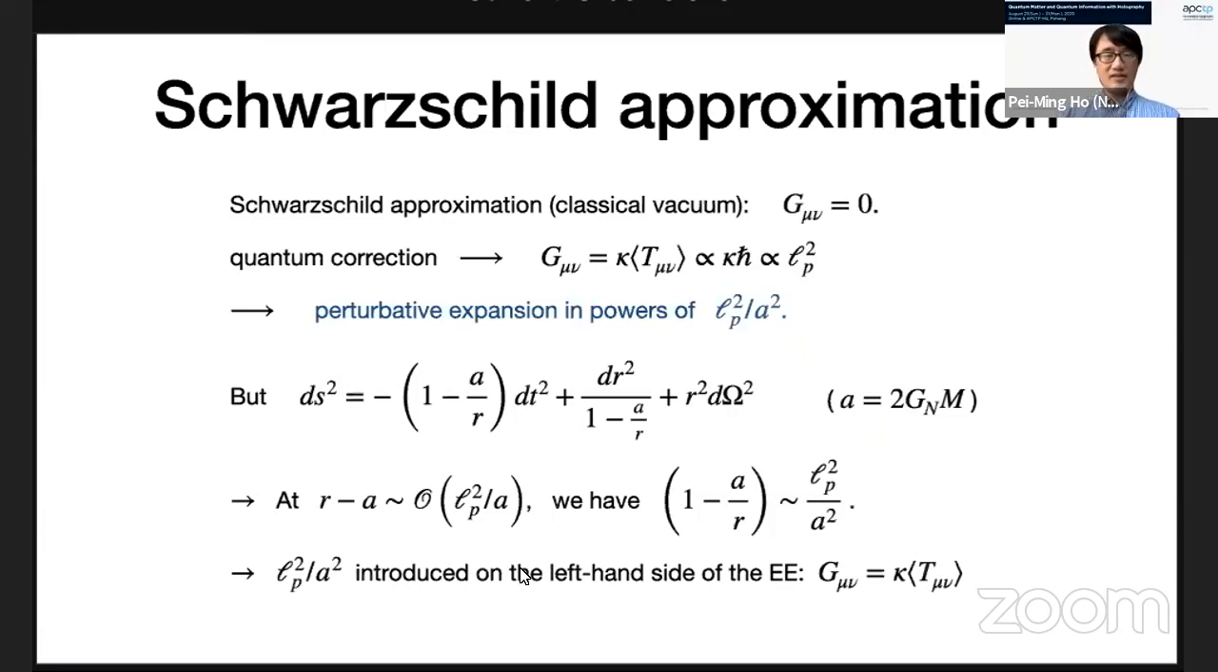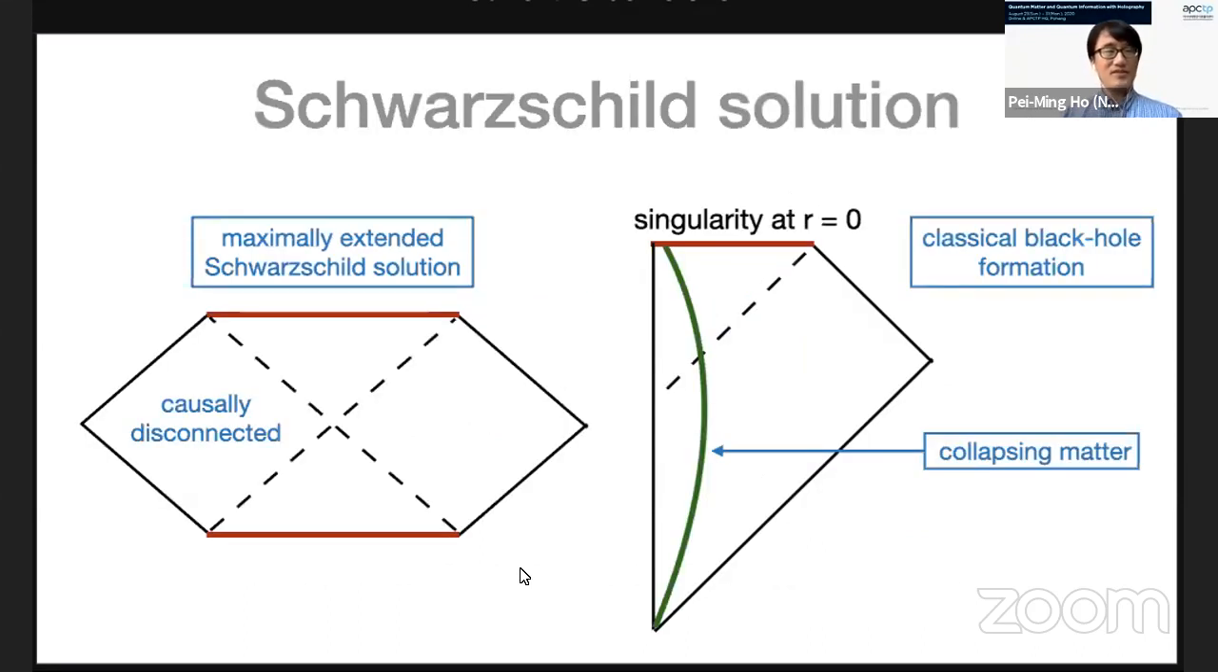So it's not clearly a good approximation, perturbative expansion. Often in discussions about black holes, we have this picture, the Penrose diagram for a maximally extended Schwarzschild solution. This is of course not the physical process we want to talk about, because we don't have a white hole in the infinite past.